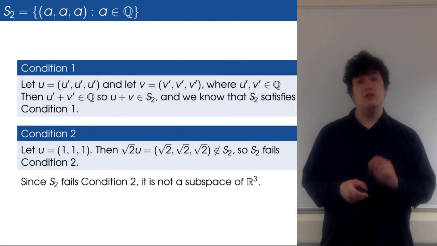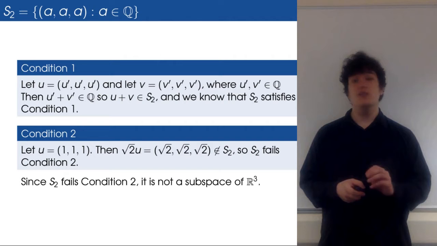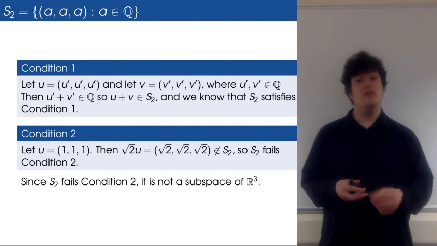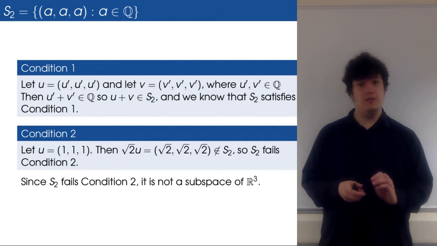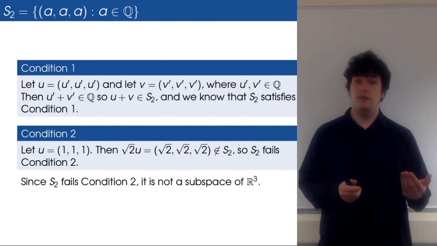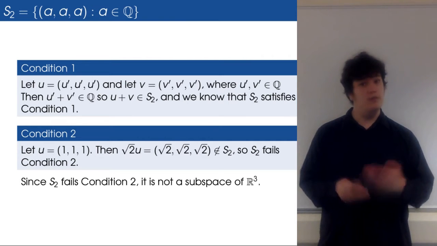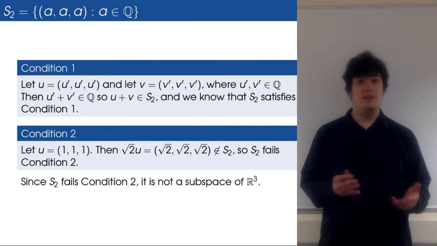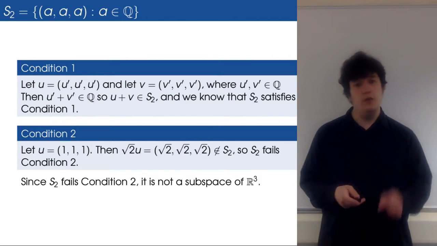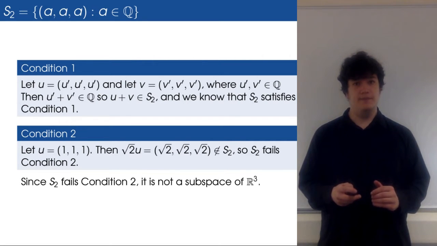Now, because condition 2 is false here, I'm going to go for a counterexample. Rather than a proof about why it's not true, I'm just going to give a single counterexample that says that this condition is false. So I'm going to let U be the vector 1, 1, 1. I'm going to multiply it by root 2 and end up with something that is not in S2. And since S2 doesn't satisfy both of the conditions, it fails condition 2, it is not a subspace of R^3 over R.